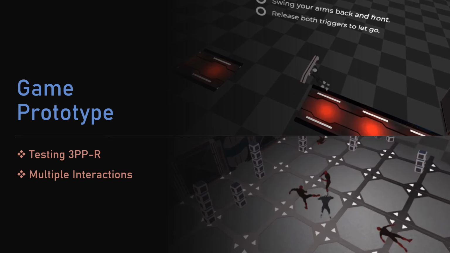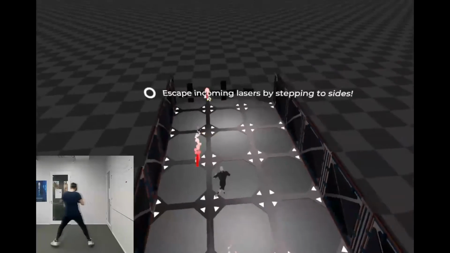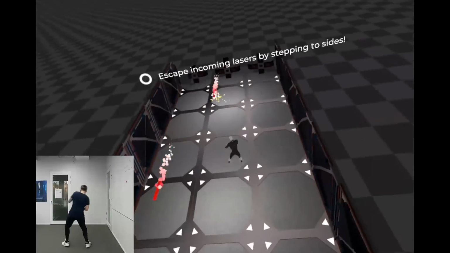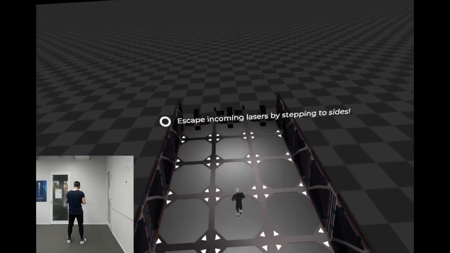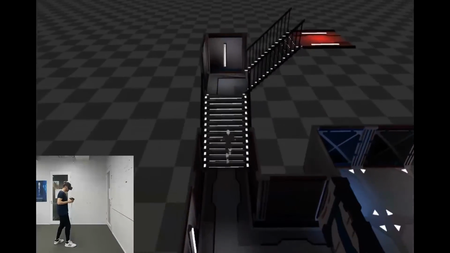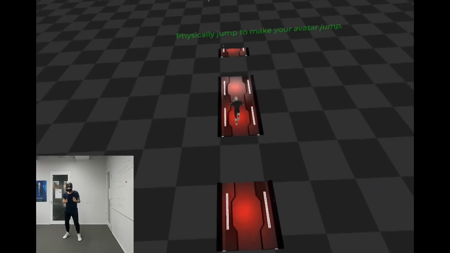To demonstrate that 3PP-R scales to rich and dynamic interaction, we developed a game prototype including several interactions. The first one is simply dodging projectiles by sidestepping. This shows agile exaggerated locomotion and the ability to animate a death animation for the avatar, which would cause a nauseating viewpoint movement in first-person perspective. This was followed by a winding staircase, demonstrating viewpoint rotation and vertical movement, and hovering platforms to demonstrate exaggerated jumping.